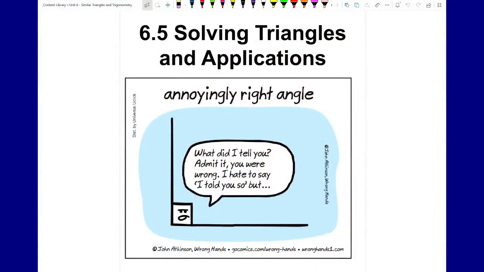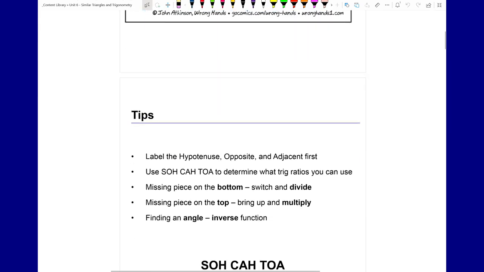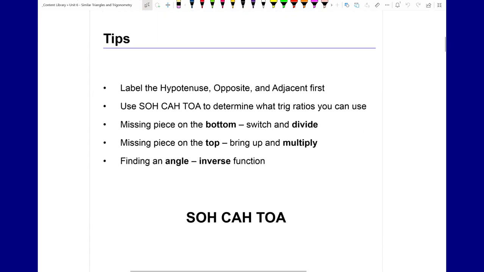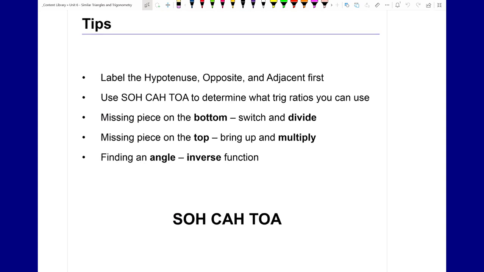In today's lesson, we are going to look at solving triangles and applications. So we're going to be looking at more word problems with the right angle trig ratios that we've been dealing with. Some tips to think about when dealing with application questions: as we mentioned in the lessons on the trig ratios, you want to label your hypotenuse, your opposite, and your adjacent first.